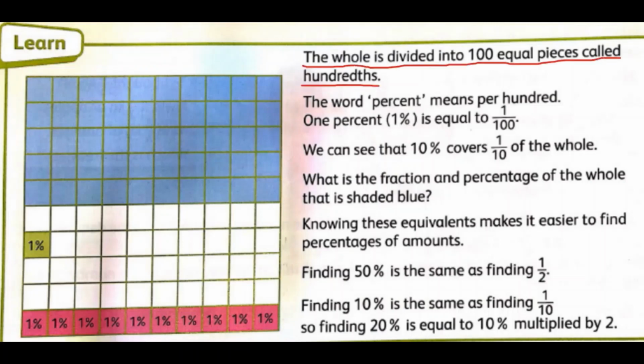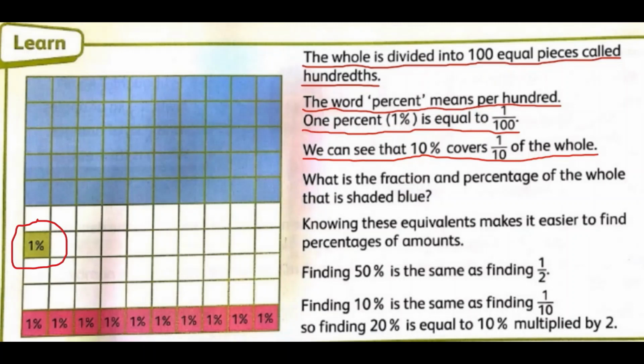The whole is divided into 100 equal pieces called hundredths. The word percent means per hundred. 1% is equal to 1 over 100. We can see that 10% covers 1/10 of the whole. Here in green, that's 1/10 of the whole.